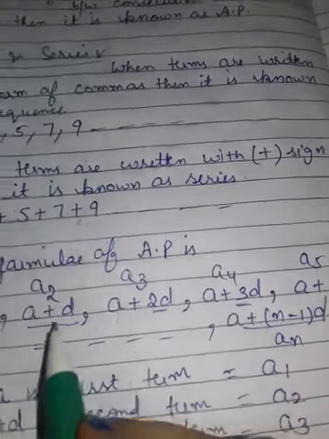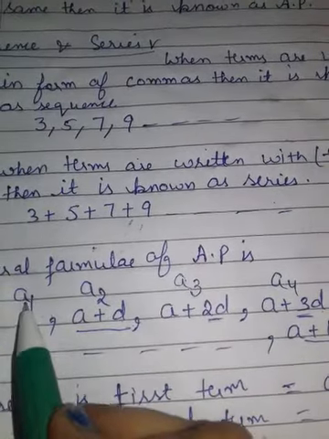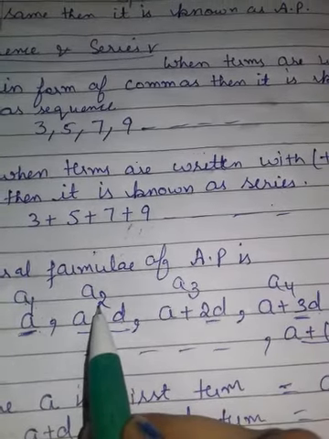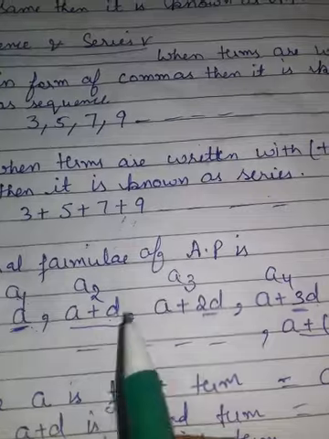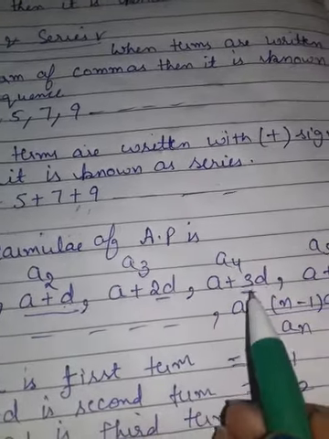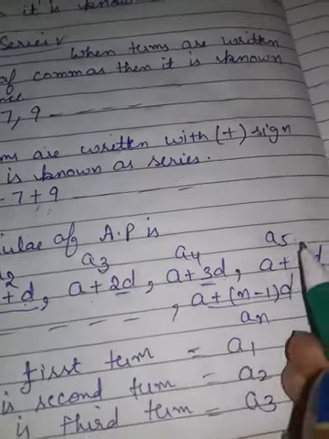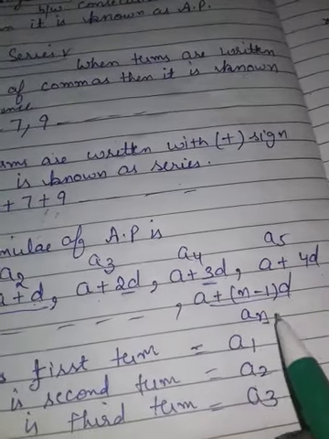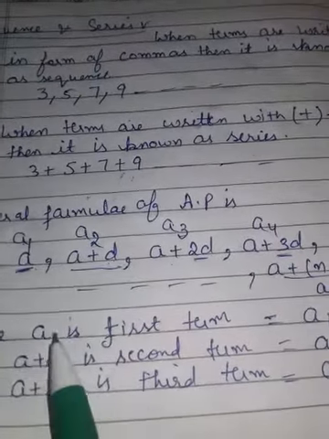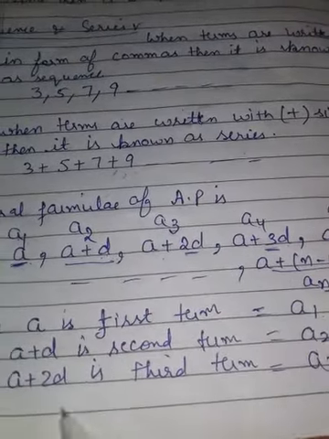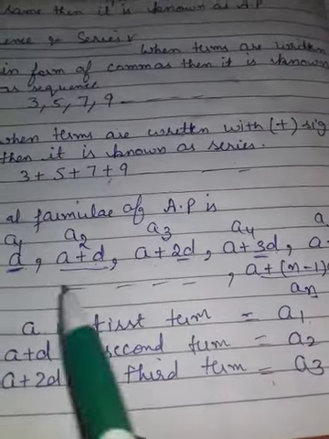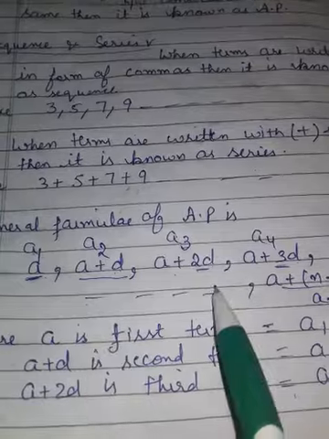Now you can observe, whenever I am writing A1, then D is not there. Whenever I am writing 2, then we are writing 1 time D. If I am writing 3, then 2D. If 4 is there, 3D, means the previous one you will take. Similarly, for N you will take N minus 1 into D. So A is your first term, A plus D is your second term. I discussed that in the given sequence.